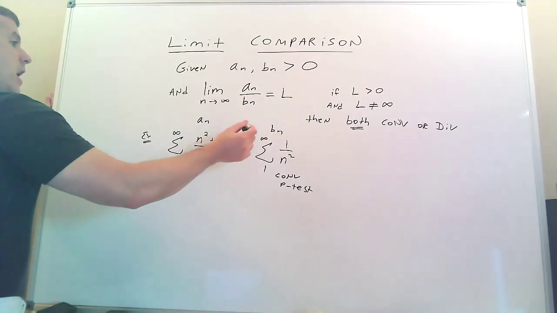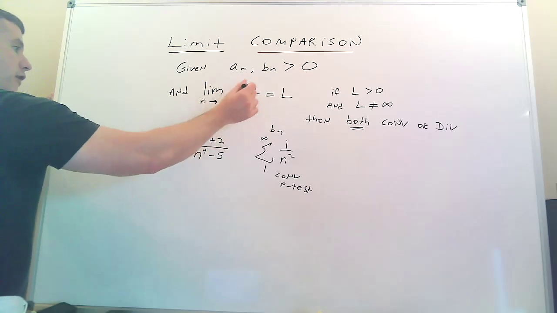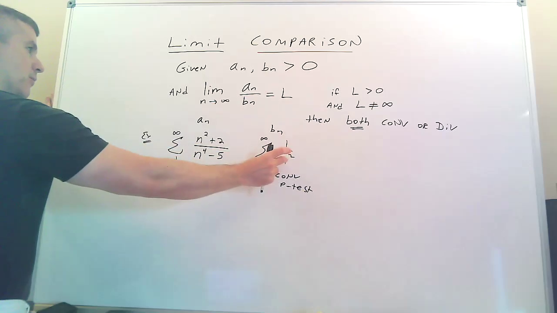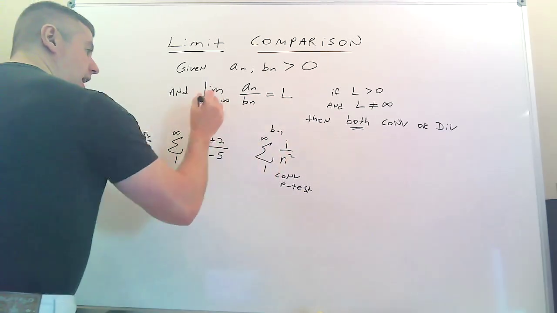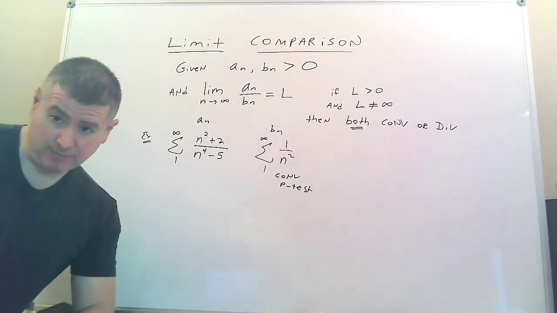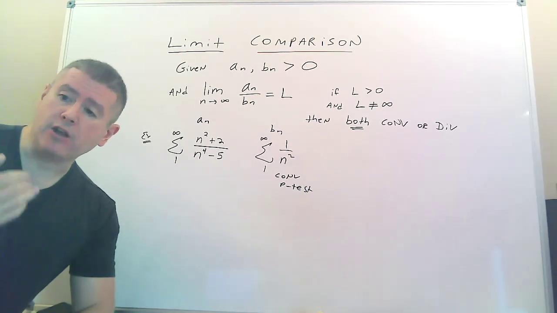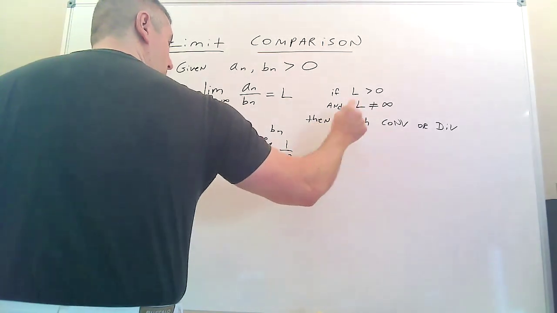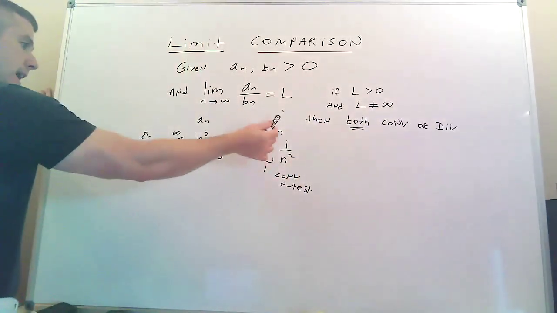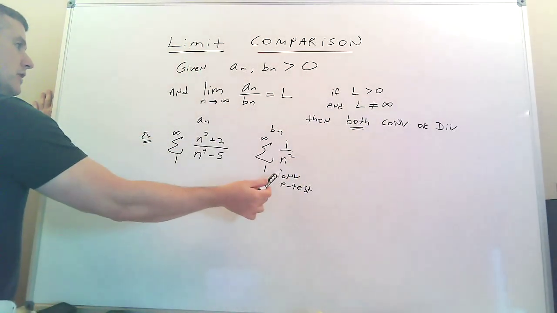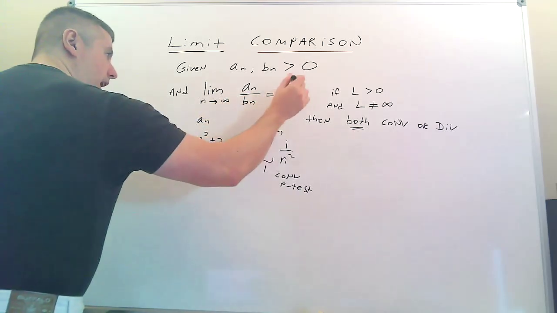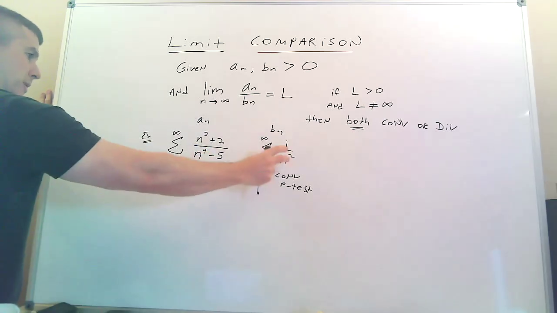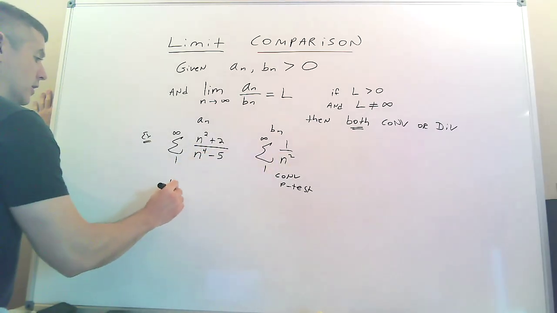So what you do is make a fraction of the one I started with and the one I'm comparing to. If that limit as n goes to infinity is finite and not zero, then I know they both do the same. They either both converge or they both diverge. So I already have that this one converges. As long as I can do this limit and show that it's finite, then I know that this one must also converge, that the behavior of this must be like that. So I'm going to do that, and I'm going to show you why this is a pain in the neck too.